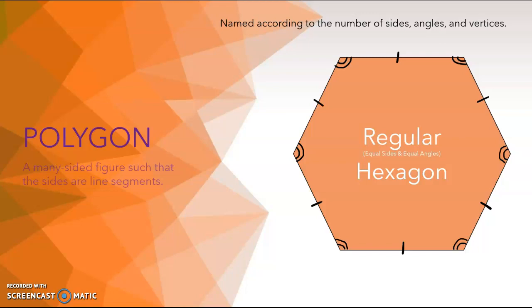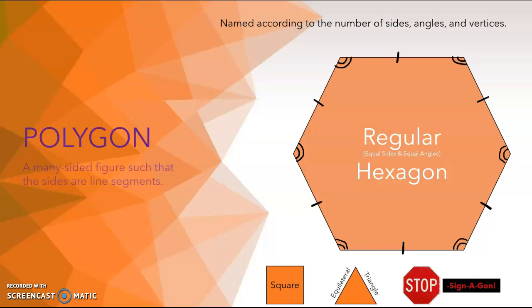A perfect quadrilateral is called a square. It has all equal sides and all 90-degree angles. A perfect triangle is called an equilateral triangle. It has all equal sides and all 60-degree angles. All other perfect polygons have the word regular in front of their names, like a regular octagon, or what some like to call a stop sign-agon.